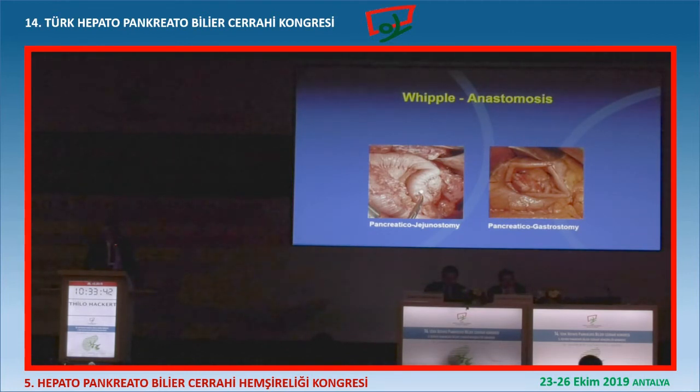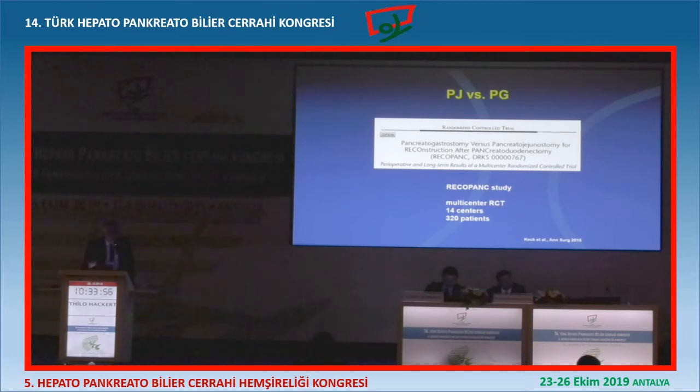Now, of course, the big discussion in Whipple is where to put the pancreas. You put the pancreas into the jejunum, or you put the pancreas into the stomach. We have seen only jejunal anastomosis in the last session, so everybody probably does it a little bit like this. You have seen the Heidelberg technique. What is the rationale of that? You may know the RICOPUNK study.